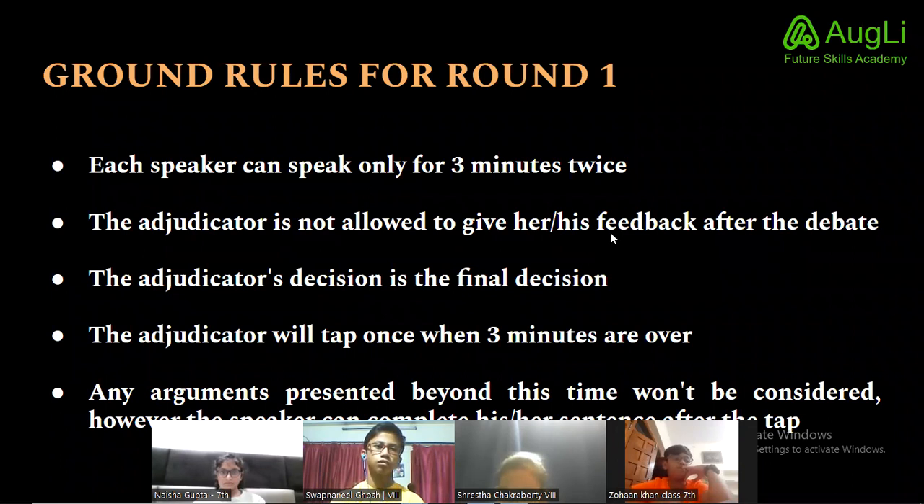The adjudicator will tap once when 3 minutes are over, which means that after your time is up, you will be given a hint. For example, I could possibly clap, or give you a tap, or maybe there'd be a timer running which will make a sound after the 3 minutes have elapsed, in which case you will be expected to just wrap up. Don't take liberties with time, because anything that you say beyond 3 minutes is just not taken into consideration. Even if the adjudicator is very kind in letting you finish what you have to say, they are still not going to note down everything you say after the third minute.